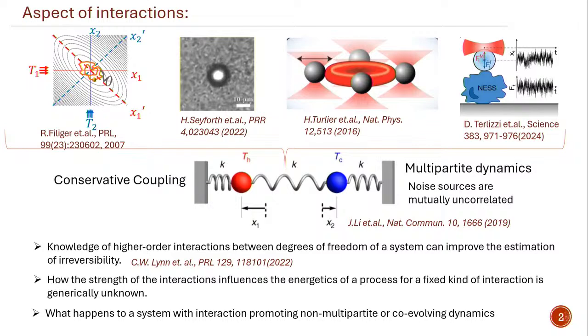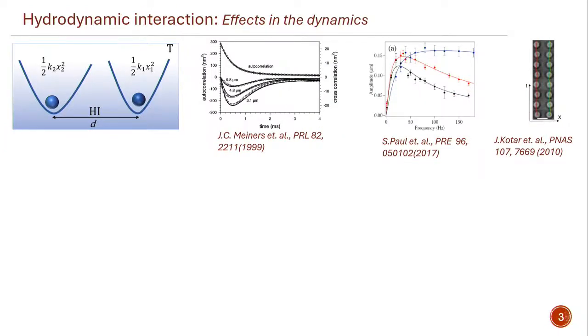So we can think of a simple interaction, that is hydrodynamic interaction, which is nothing but an interaction which couples the dynamics of two colloidal particles which are close by. So if we consider two microscopic colloidal particles trapped close to each other, separated by a distance d, the dynamics of these two particles are coupled by a hydrodynamic interaction.